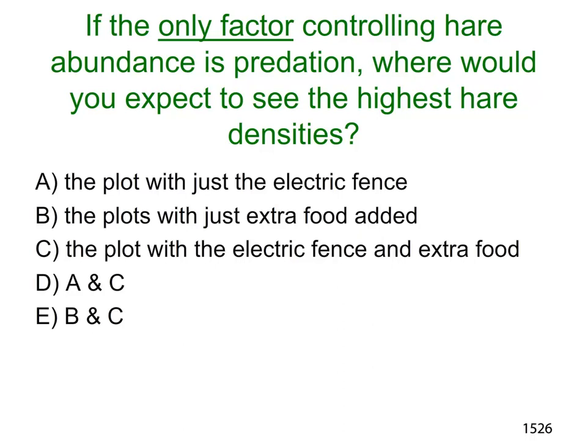The answer, by the way, is D. And the reason it's D is because both of them with the electric fence are going to have the highest hare densities. The food isn't really going to make a difference. Okay, so it's going to be A and C because you're focusing on just the electric fence. If that does not make sense, by the way, please let me know.